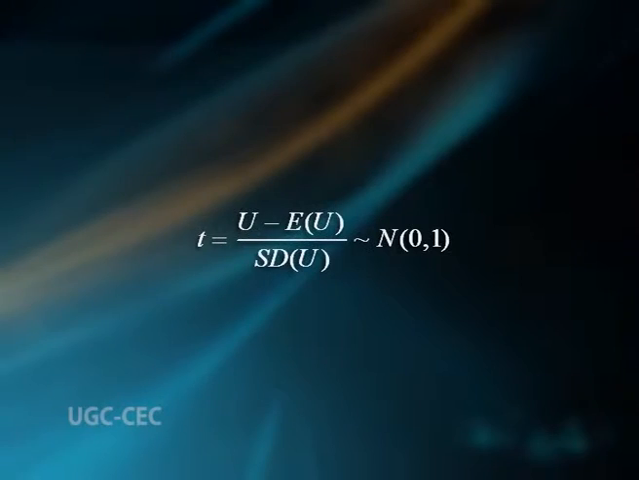That is, if U is a statistic considered, then U follows a normal distribution with parameters expectation of U and standard deviation of U as n becomes very large. Or, t equal to U minus expectation of U divided by standard deviation of U follows N(0,1) for large n. This important result may profitably be used for the test construction.